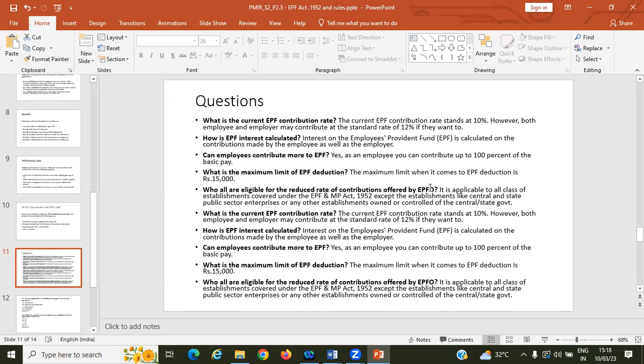In this Act, particularly, wage means basic plus DA. Before that, we studied basic plus HRA plus DA. Here it is basic plus DA, not HRA. But the government is discussing and going to include HRA very soon. The house rent allowance HRA is not part of the wage calculation in this Act. It's only basic plus DA.